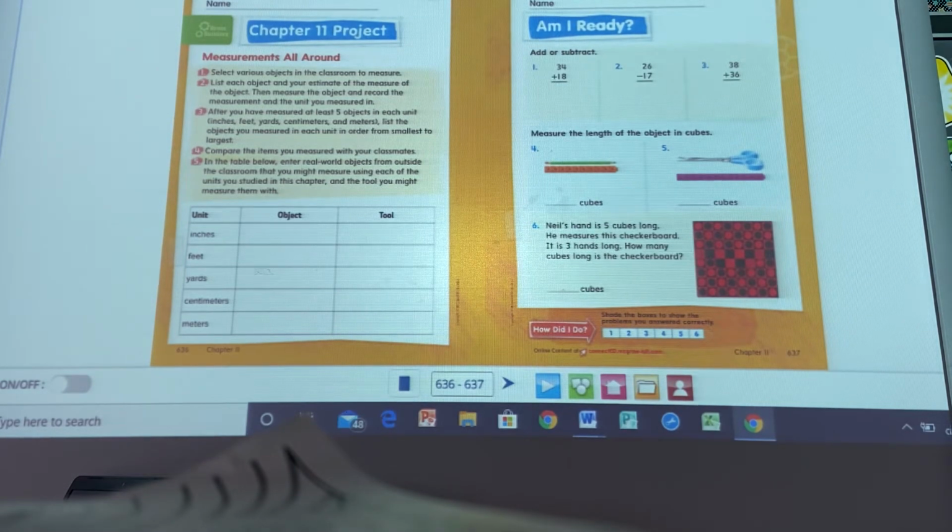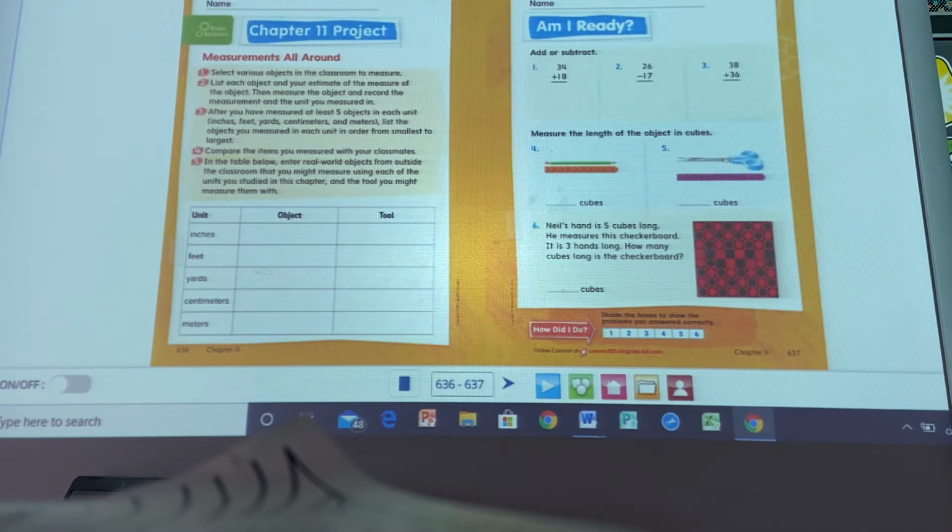Today, we're going to start our chapter on measurement, and that is chapter 11. And we start with the Am I Ready page. You just watched the video and maybe some Brain Pop videos also. So, am I ready to start measuring things? I think you all are ready to start measuring things, for sure.